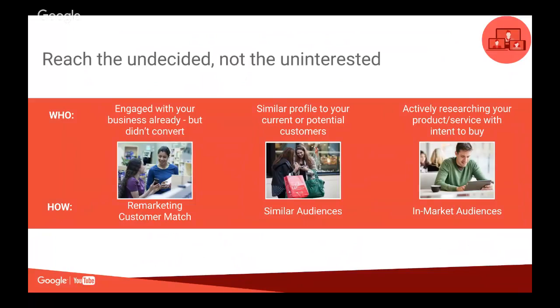You can reach these users based on their intent and interests by combining our data and yours and using these audience targeting solutions. You can target people that have engaged with your business already, offline and online, but didn't convert by using remarketing or customer match. You can also use our data to find people who share the same characteristics and similar behavior as your best customer. And you can target people that are actively researching a product with intent to buy. Our sophisticated algorithms differentiate interest from intent in real time, which allows you to connect with consumers who are closer to purchasing and show them relevant messages.